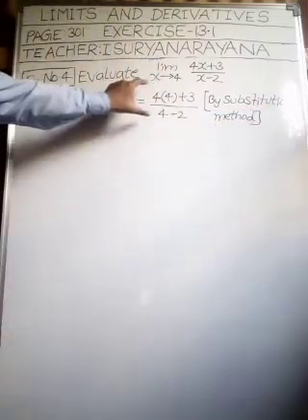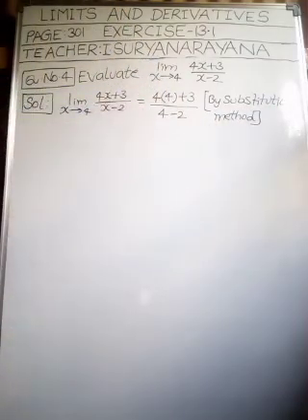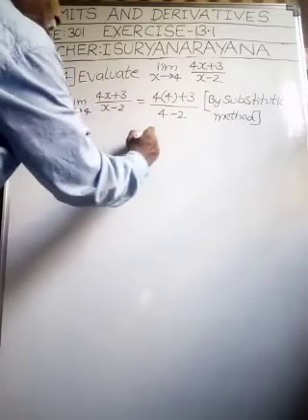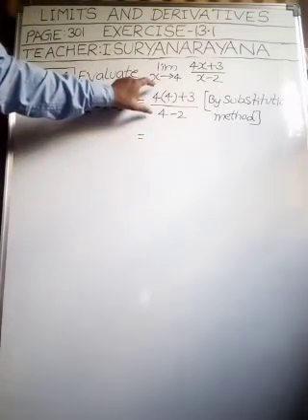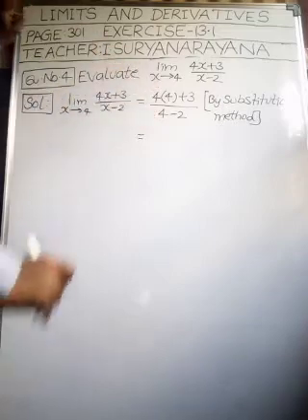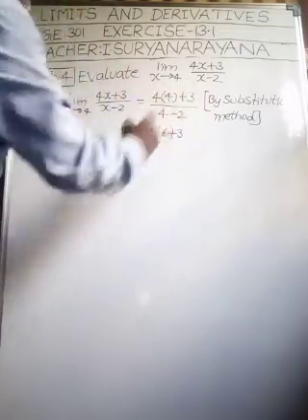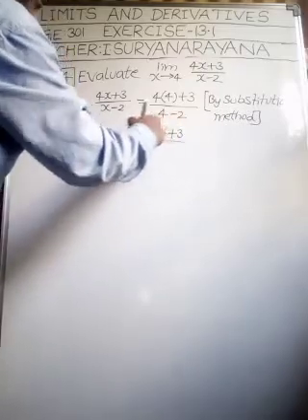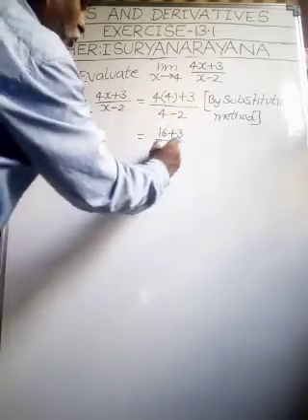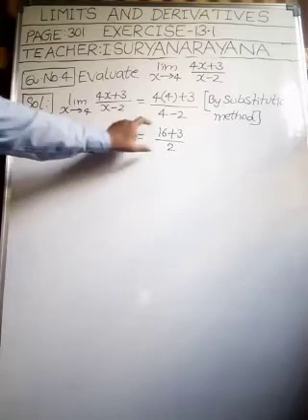By substitution method we got to this step. Understood this step, my children? Right. Now let us simplify this value. Let us find the value. 4 4s are 16 plus 3 we get in the numerator, and in the denominator, what you get? 4 minus 2, 2 only. Understood this step, my children?